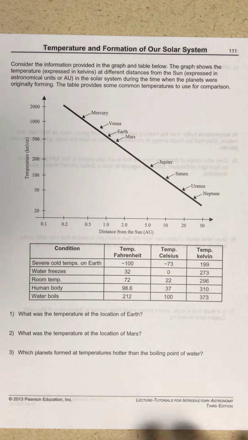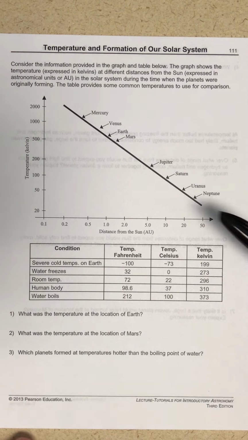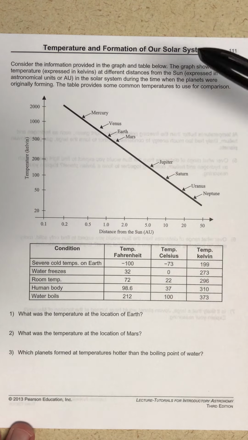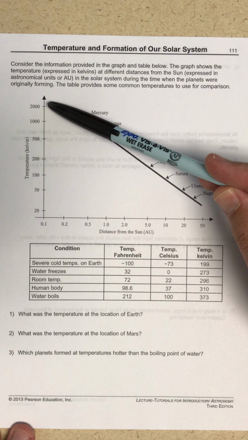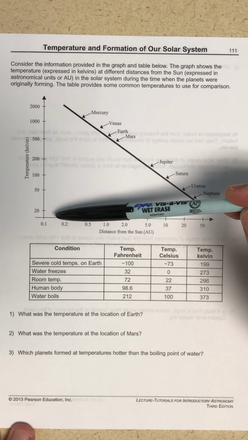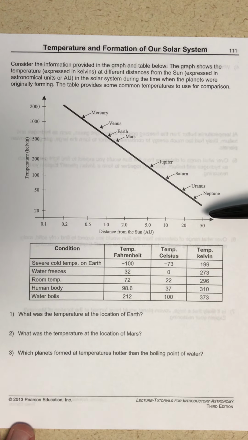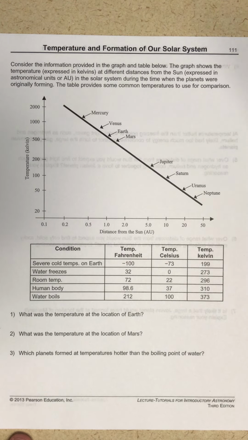I have a tutorial here to review how the temperature at different locations in the protosolar disk varied with distance away from the forming sun. I'm going to be talking a lot about this plot, which shows what the temperature of material was in the disk as a function of distance away from the forming sun. And this looks a little bit different than the plot that's in your textbook.